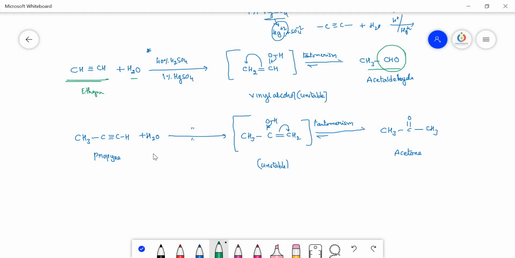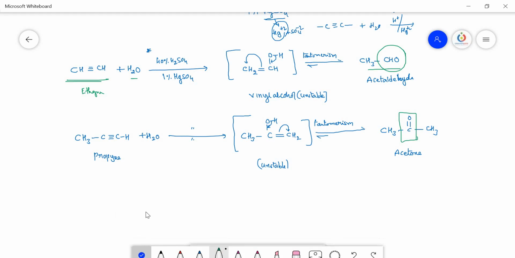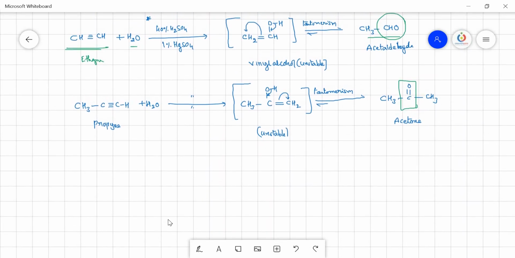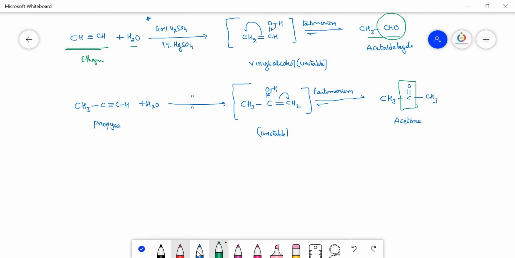Other alkynes you take, whether it is a terminal alkyne or an internal alkyne, apart from ethine, you take any type of alkyne, you will get the ketone. See, this is the ketone part. So to clarify this point, I'll take one more alkyne. I'll move like this because all these molecules will be visible to you. So I'll take one more molecule, CH3 C triple bond CCH3.